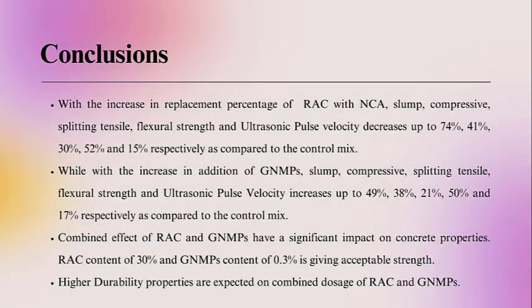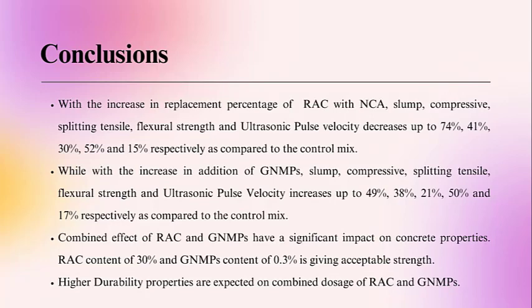Conclusion. With the increase in replacement percentage of NCA with RAC, slump, compressive, splitting tensile, flexural strength and ultrasonic pulse velocity decrease by up to 74, 41, 30, 52 and 15% respectively as compared to the control mix, while with the increase in addition of GNMPs, slump, compressive, splitting tensile and ultrasonic pulse velocity increase by up to 49, 38, 21, 50 and 17% respectively as compared to the control mix.